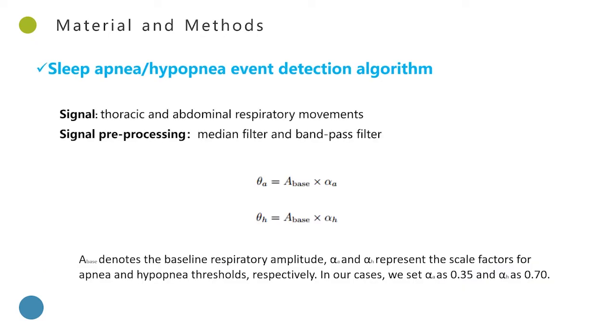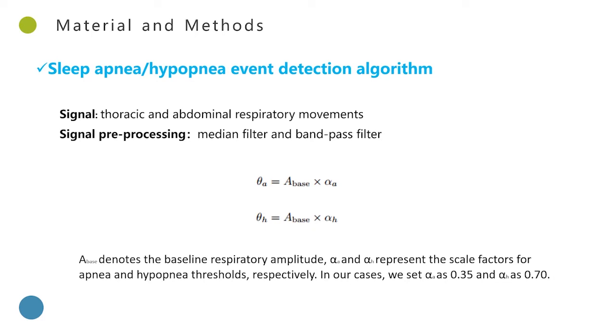A sleep event detection algorithm was used to determine sleep apnea or hypopnea through thoracic and abdominal respiratory movements. In the signal pre-processing step, we apply a median filter and a bandpass filter to the collected respiratory signals to remove outliers and noise. The denoised signals are used to calculate relative tidal volume based on the detected peaks and troughs of relative tidal volume.